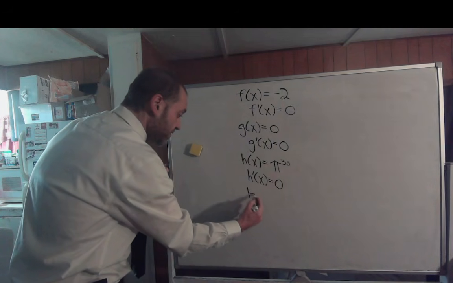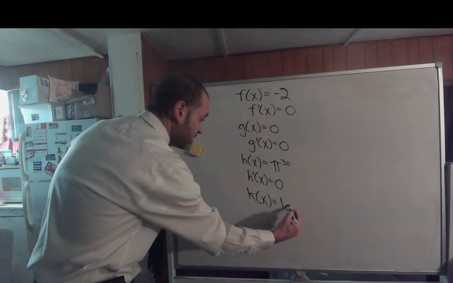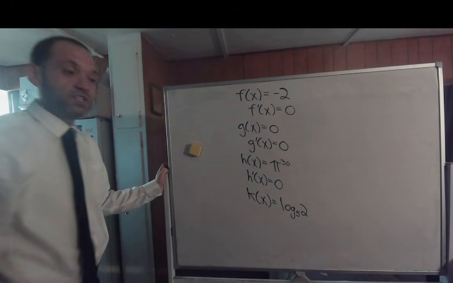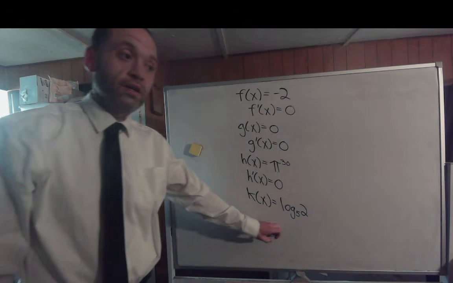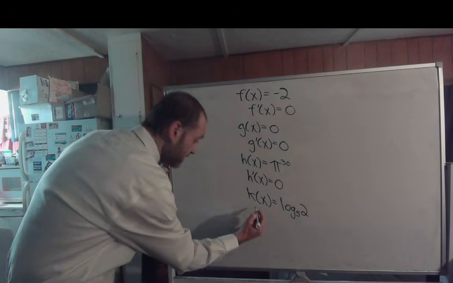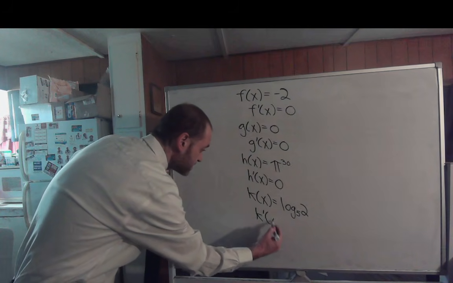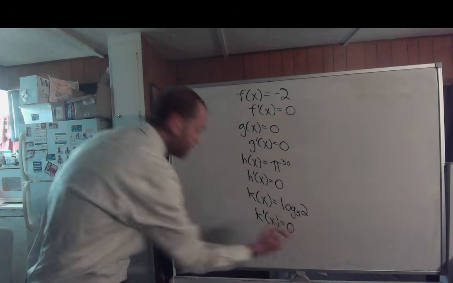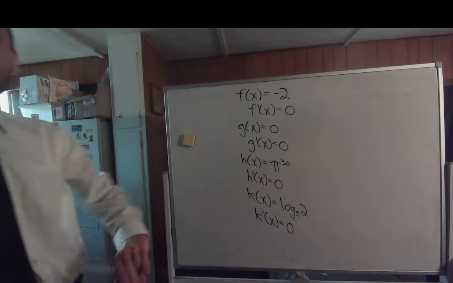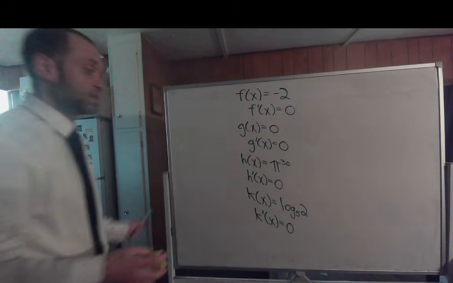let's do k of x equals log base 5 of 2. Well, log base 5 of 2 is still a constant, right? It's going to be a hideous decimal, but it's still a constant nonetheless. That means that k prime of x is going to equal 0. And the derivative of any constant function is always 0, which comes from the power rule. So that's going to help us out too.